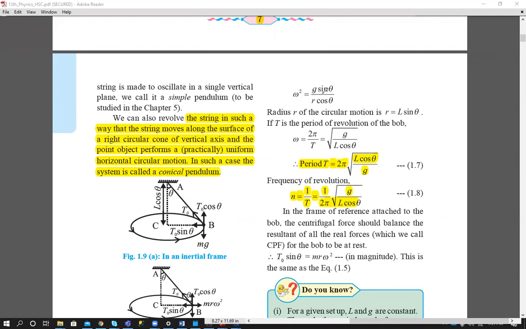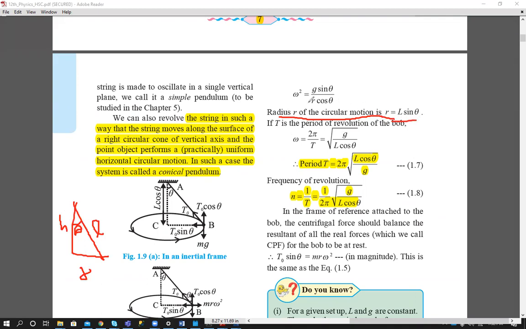From this, you can see omega equal to root of g by r tan theta. As I already said, the height will be L cos theta. This is your L, this is your height h, and this is your r. This is your angle theta. By the geometry of the diagram, h will be L cos theta, as it is near to angle theta, and r is L sin theta.